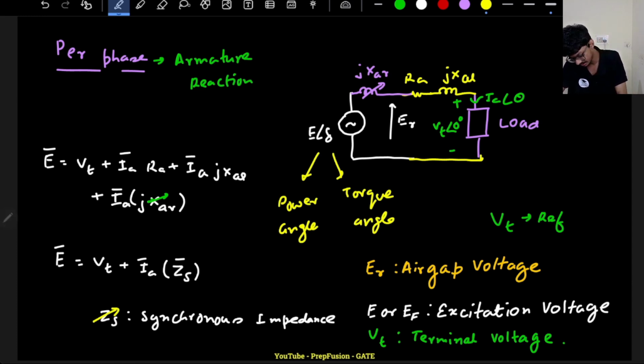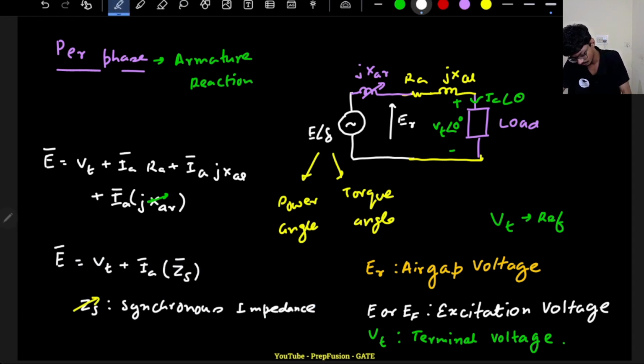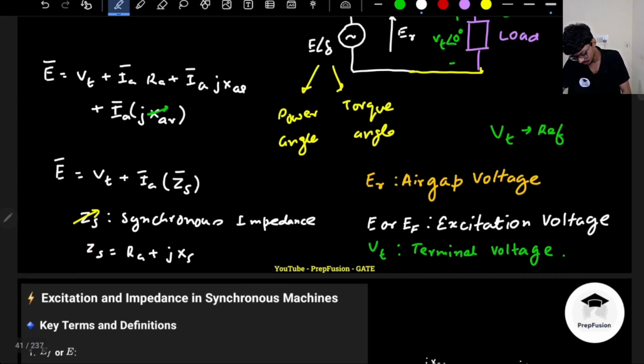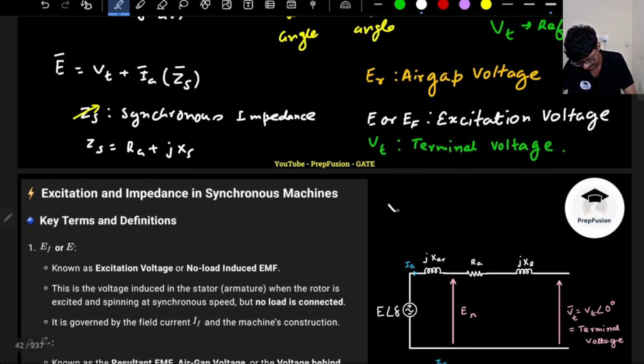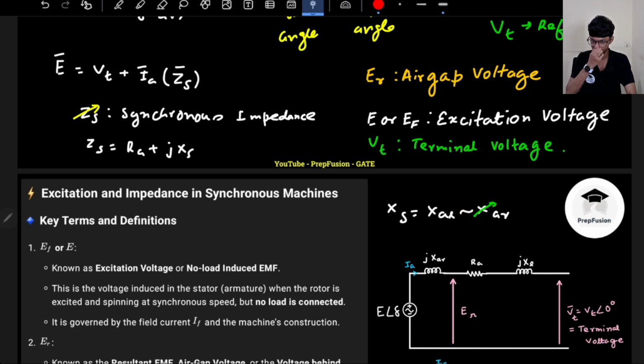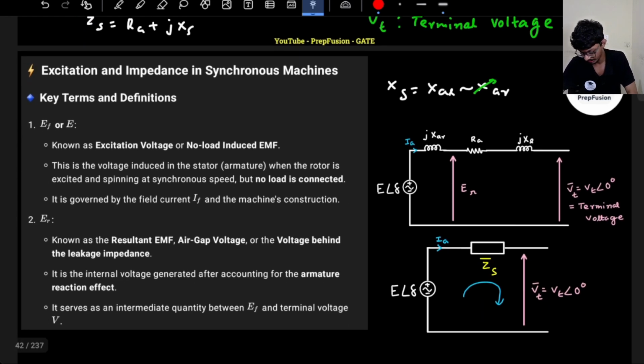So like this Zs is equal to Ra plus jXs, where Xs is a combination of the leakage reactance plus the armature reaction. Now again this is variable, so I have written here with a wave sign. I don't remember what this sign is called. So this can be plus or minus, depending on the armature reaction, whether it is magnetizing or demagnetizing. Okay, so these are the key points I have discussed.